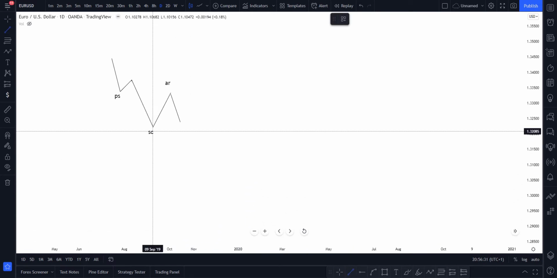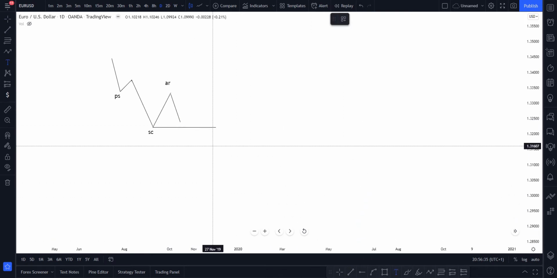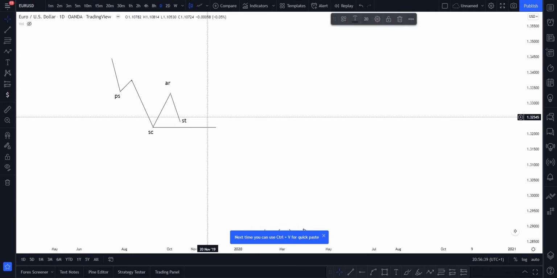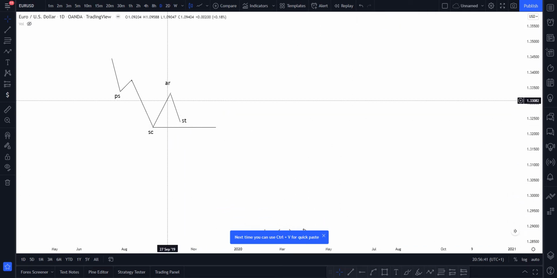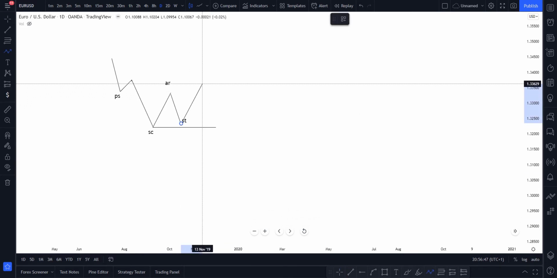This is going to be your ST, your secondary test. How we mark it up. Sometimes we don't have it. On the lower time frames, you're going to find it, but sometimes we don't. What happens after that? We just continue to push to the upside. Maybe, as I said, above the AR, maybe not, but I'm just going to move around here.